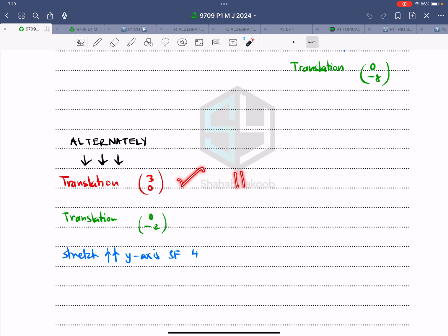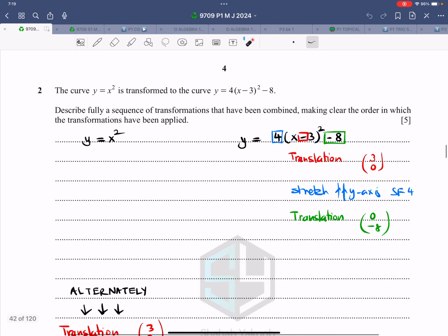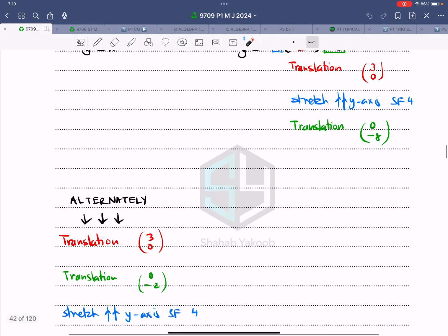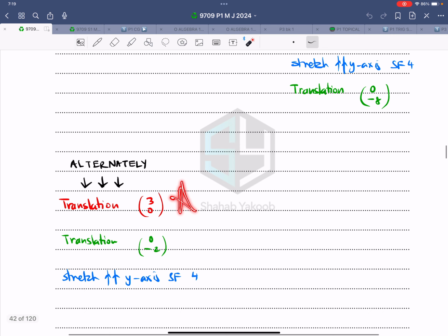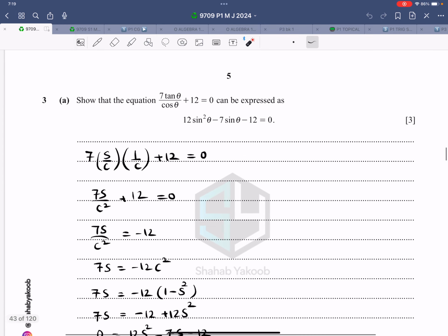First horizontal translation, then vertical translation. After this is done, then the stretch. So when we do the stretch, the y coordinate is multiplied by 4. So therefore this negative 2 after multiplication by 4 becomes negative 8. So personally, I prefer this one, but this is 100% all good, all clear also. So these are the two ways of doing question number 2.